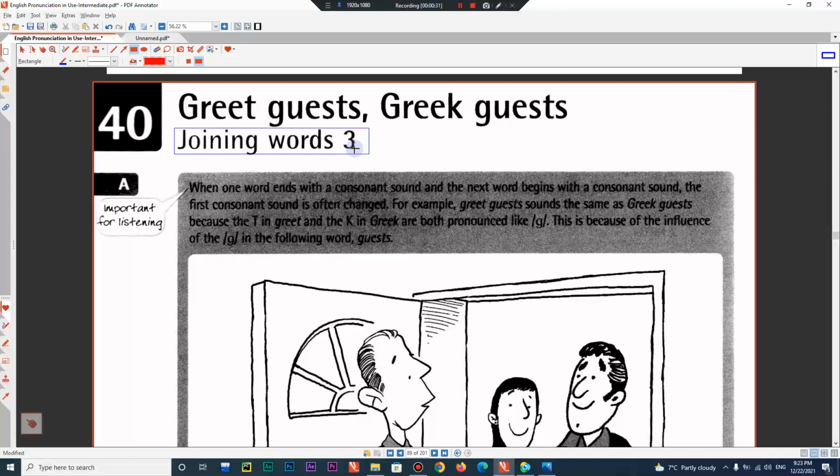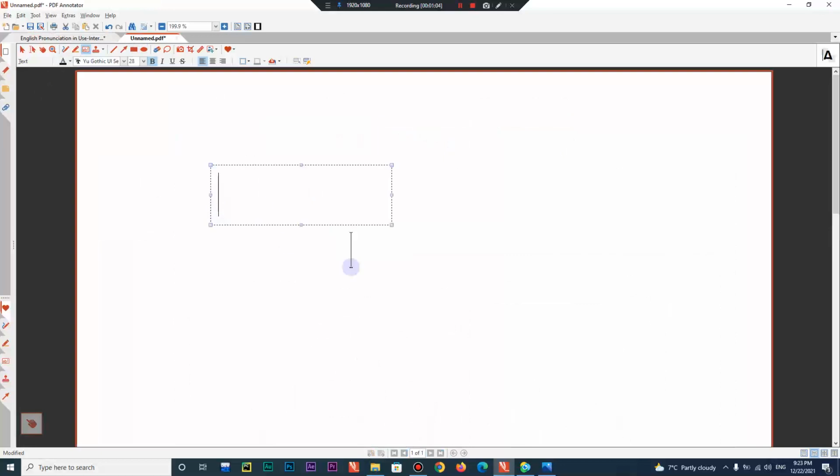We're gonna get deeper and take a look at some more examples, some more cases, and also practice a little bit more when it comes to joining words. So as you can see here, it says greet guests and Greek guests. Now the point is, as you look at this title, they sound the same.